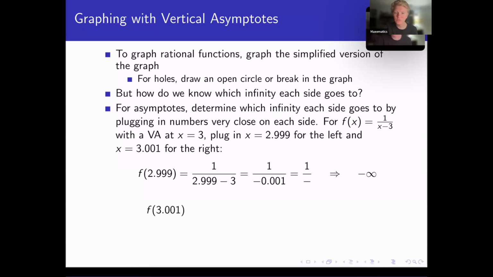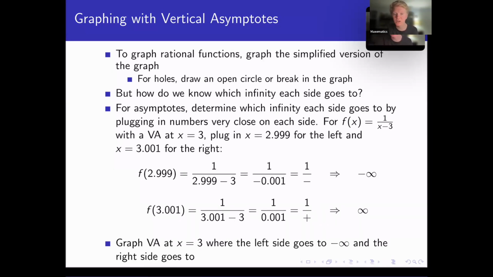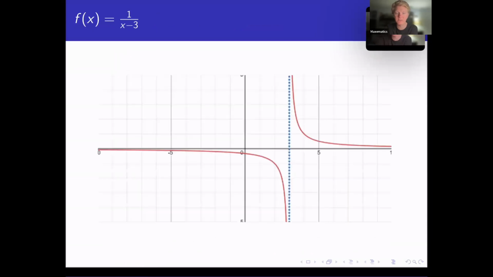For 3.001, okay, well, 3.001 minus 3 is positive 0.001, and this is a positive number, so 1 divided by a positive number will be positive infinity. So from the left of 3, we're going to go down to negative infinity, but from the right of 3, we're going to go up to positive infinity.